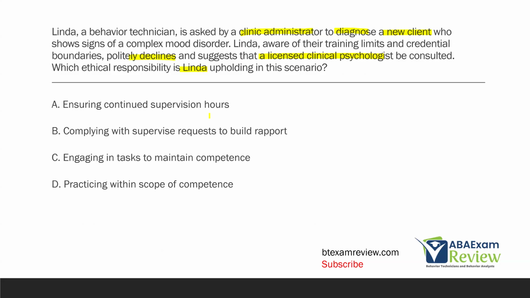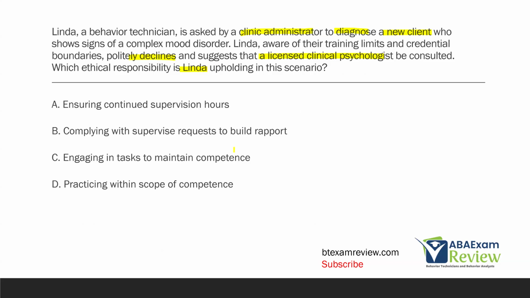A, ensuring continued supervision hours. Well, Linda isn't seeking additional supervision or continuing supervision. She's handling a situation where she was asked to do something that she's not qualified to do. B, complying with supervisee request to build rapport. Just because you're asked to do something doesn't mean you need to do it if it is unethical or it does not fit within your scope of competence.